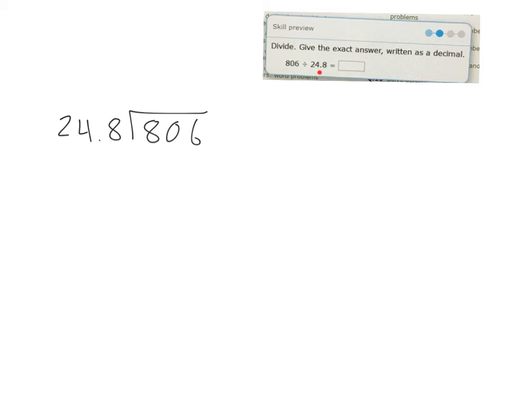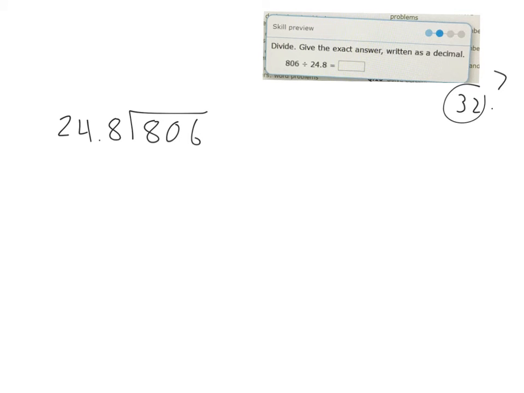One last example. Divide, give the exact answer written as decimal. 806 divided by 24.8. This one's a little easier for me to visualize because I'm thinking, okay, 800 divided by about 25. I'm thinking quarters. There's 4 quarters in 100, so 4 times 8 should be around 32.